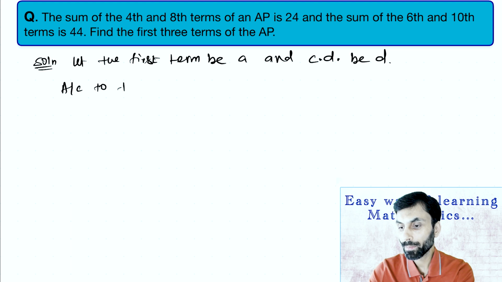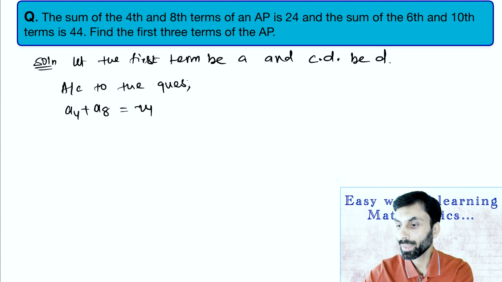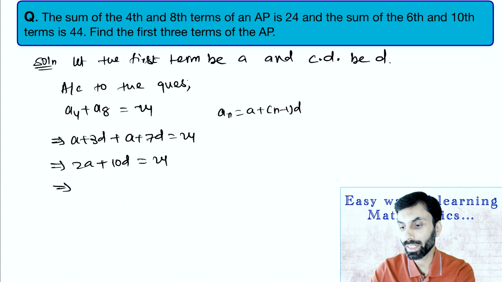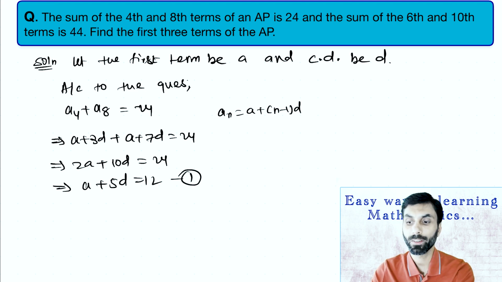So as per the first statement, it is saying that the sum of 4th and 8th term, so according to the question, what we'll get is A4 plus A8 is 24. Now we know that nth term formula is an equals a plus n minus 1 into d. So A4 will become a plus 3d and A8 will become a plus 7d, which will be 24, and that can be written as 2a plus 10d equals 24. Further, it can be written as a plus 5d equals 12 by taking 2 common and cancelling it.